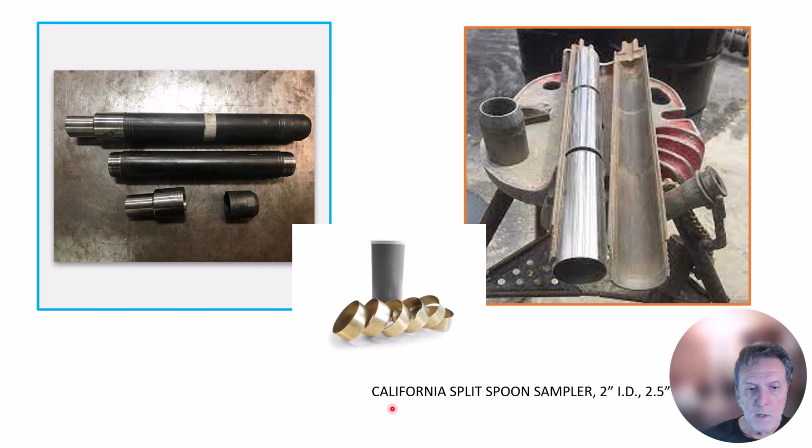Here is what's called the California split spoon sampler. It's got a 2-inch inner diameter, 2.5-inch outer diameter. It's a steel tube, pretty strong, with a shoe. Here's the cutting shoe. So that's the bottom end that's driven into the soil. It's got a sharp edge on it.